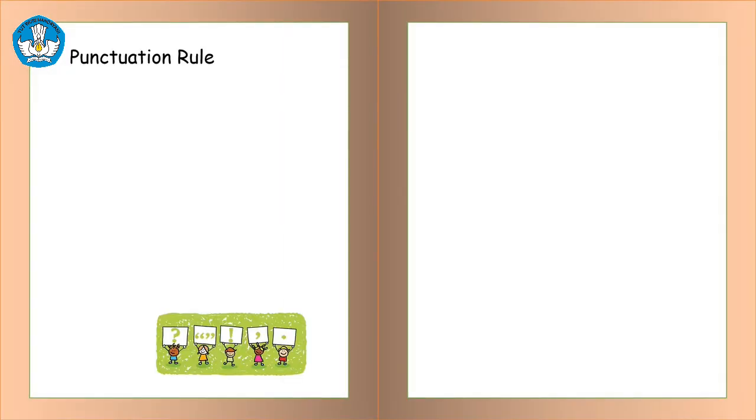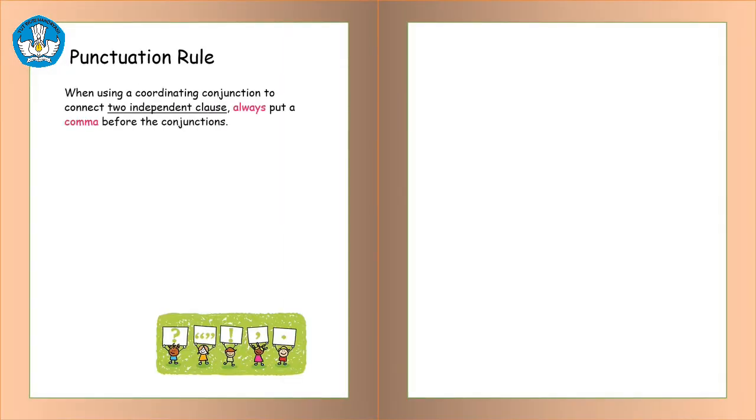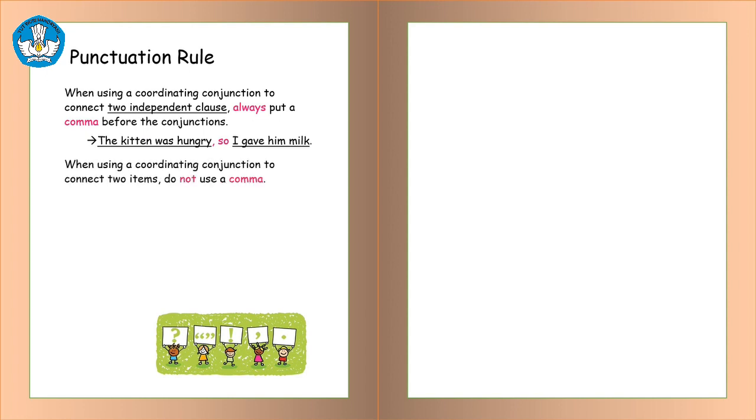Using coordinating conjunctions, there are some rules for the punctuation that we must follow. First, when using a coordinating conjunction to connect two independent clauses, always put a comma before the conjunction. For example, the kitten was hungry, so I gave him milk. Second, when using a coordinating conjunction to connect two items, do not use a comma. For example here, I like soup and noodles.